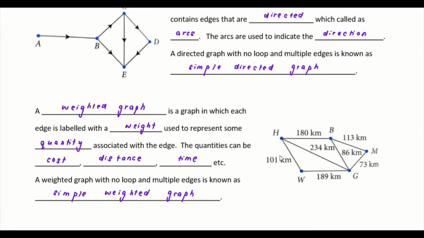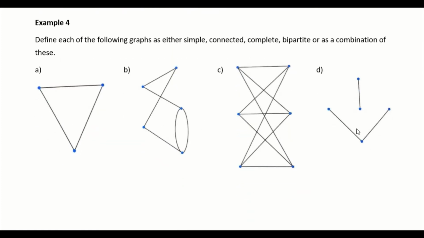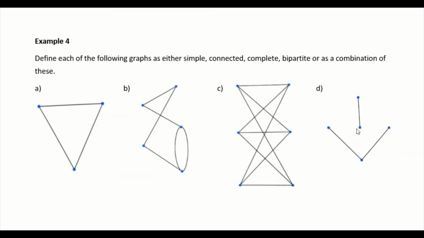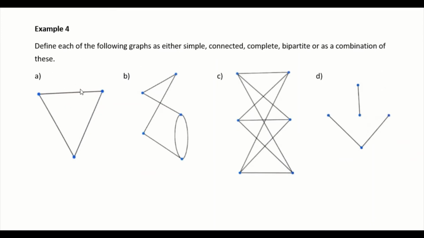Okay, so now we'll be looking at the very last example just to identify the type of graph for these four graphs, and basically that's pretty much the lesson. So let's look at the last example here. Example 4: define each of the following graphs as either simple, connected, complete, bipartite, or a combination of these. A graph can be simple and connected and complete, if you get what I mean. So let's look at part A.